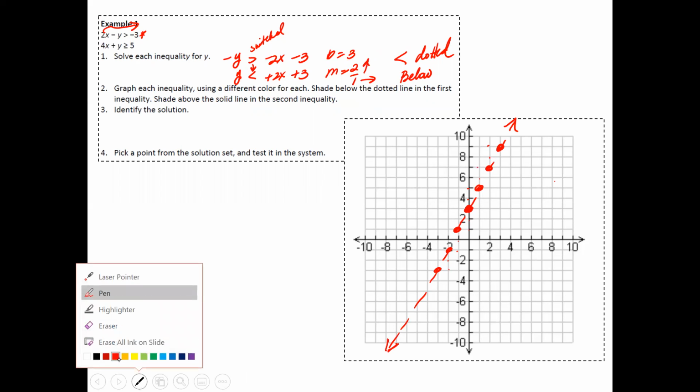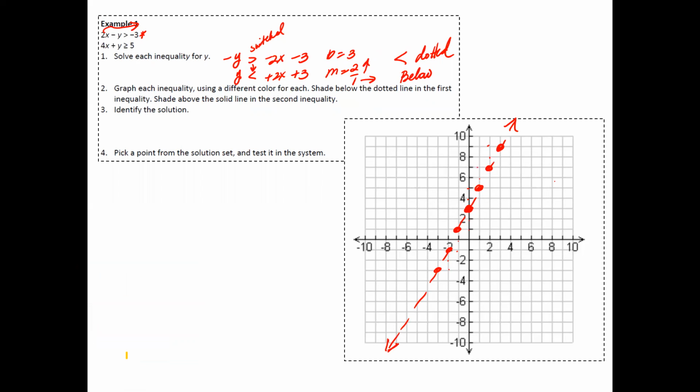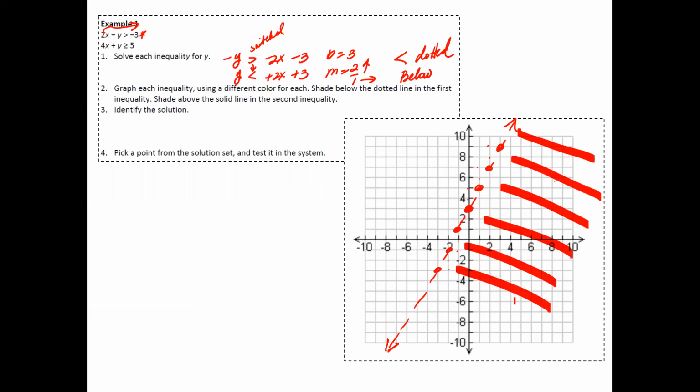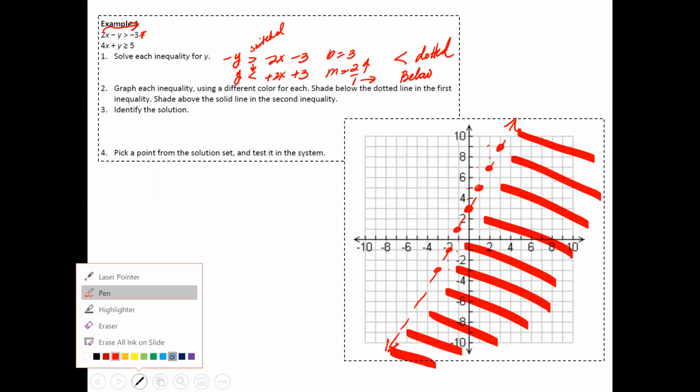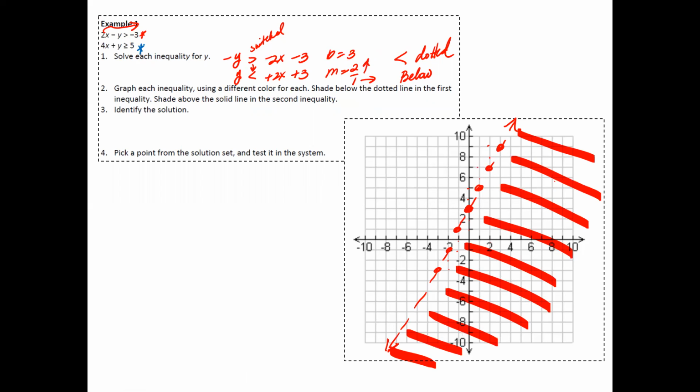So I'm going to go ahead and shade this below. Like that. All right, let's go ahead and graph the second equation then. The second equation, again, you're going to move the x over to the right side. Y is greater or equal to negative 4x plus 5.